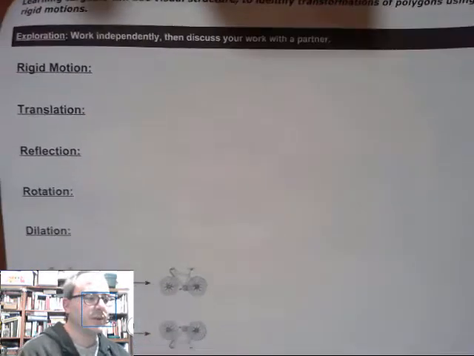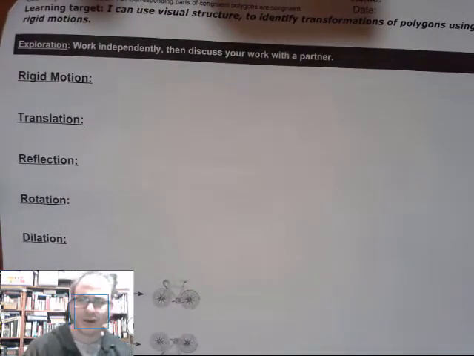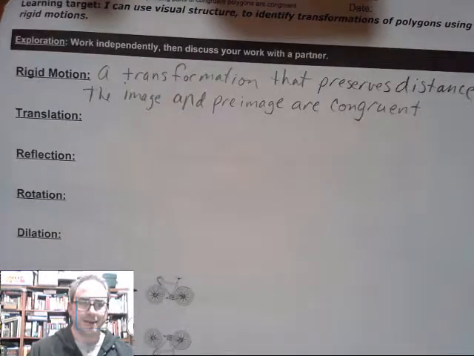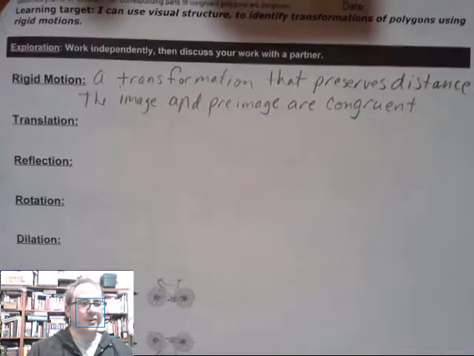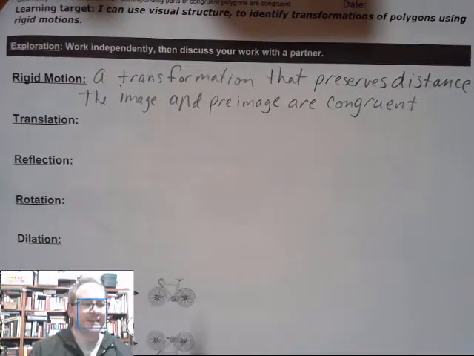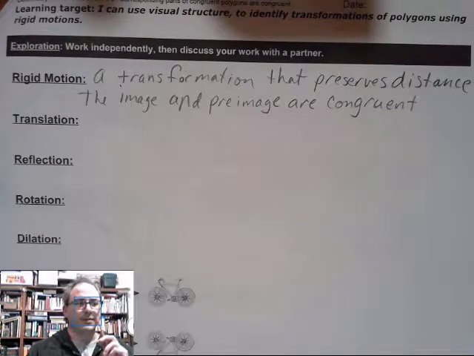All right, now we've got to talk about rigid motions. We need some definitions here. We're going to talk about all our different motions. A rigid motion is a transformation that preserves distance. It's a change that preserves distance, which means after we do a rigid motion, if you think, what does rigid mean? Anyone know?